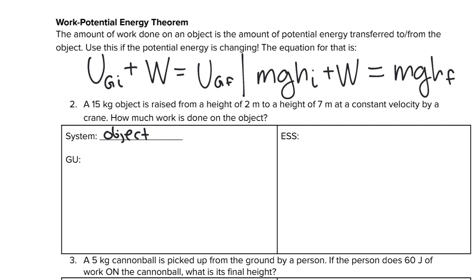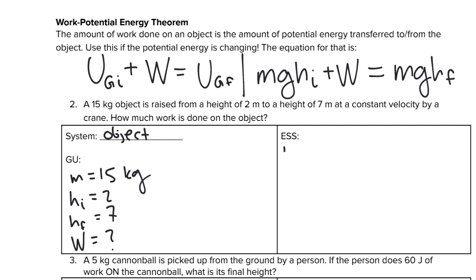We could call it a box. We could call it a crate, whatever you want to call it. It's a 15 kilogram object. The things we know about this scenario, besides that it's an object, is the mass. That's the 15 kilograms. And it says it's raised from a height of 2 to a height of 7. So we've got an initial height of 2 and a final height of 7. And then the question is, how much work is done on the object? Once again, we're going to assume we're on Earth, so gravity's 9.8. I'm not going to write it down, but you can if you would like to.